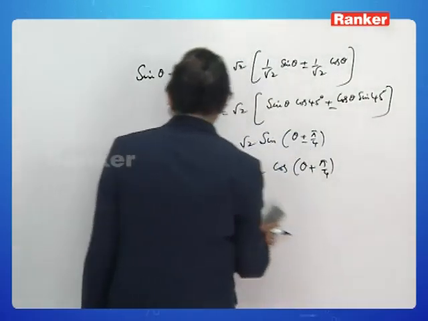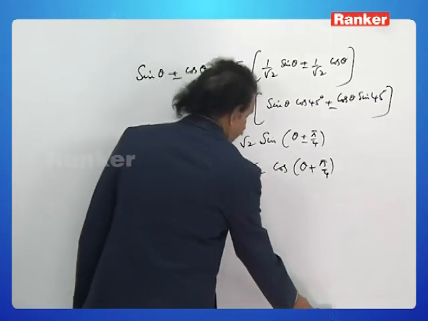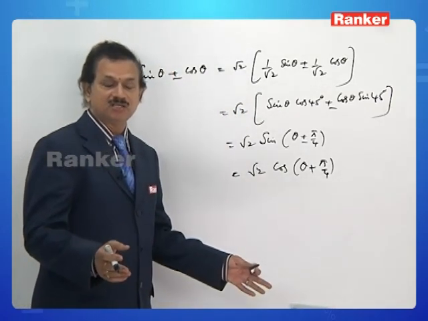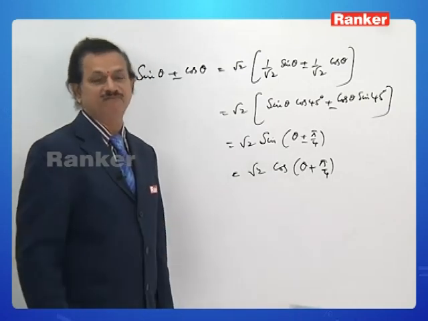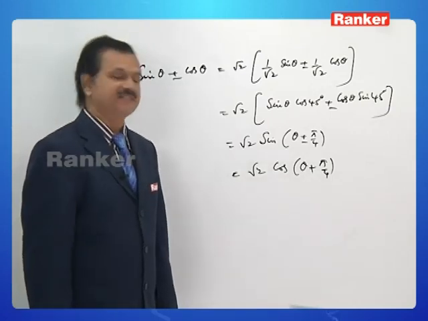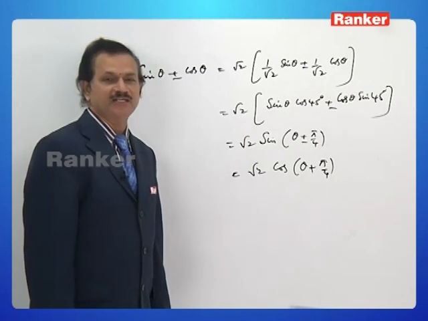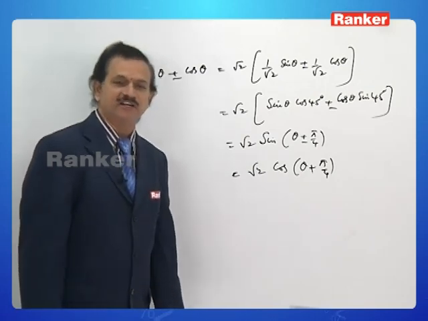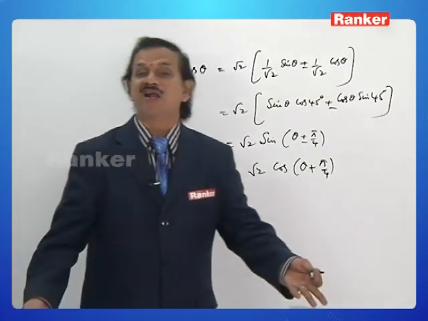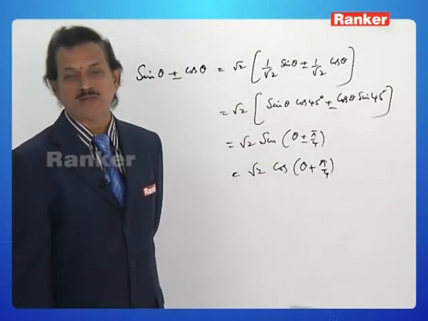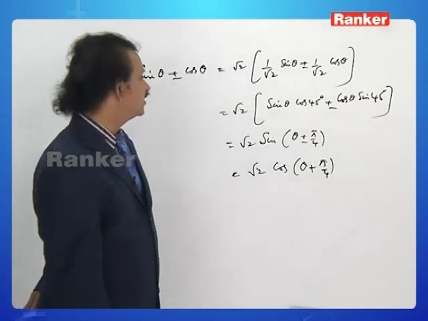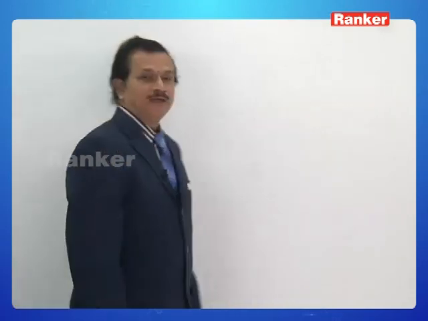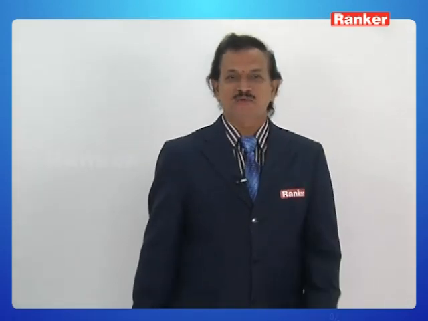Well, you see, knowing the way in which it is used is not just enough. As and when you have sin theta minus cos theta, you must be able to write it immediately as root 2 into sin of theta minus pi by 4 or root 2 into cos of theta plus pi by 4. That is the beautiful usage of this formula, sin of theta plus pi by 4. Well, another beautiful question is before us.